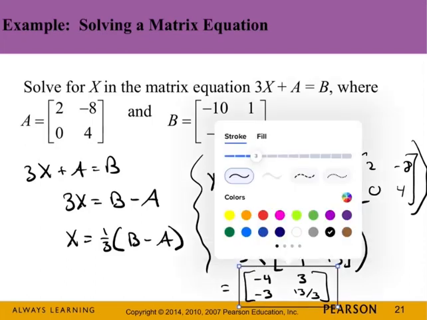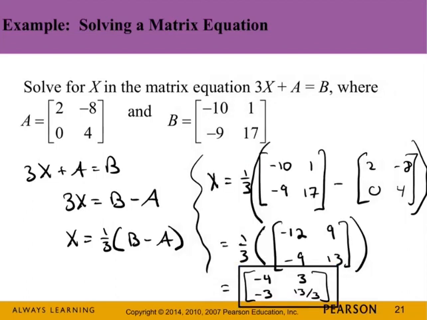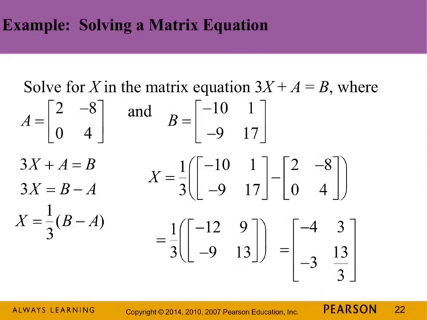Okay, so this is what we got when we did it. -4, 3, -3, and then 13 over 3. You see it here. -4, 3, -3, and 13 over 3. Okay. So I think they did the same thing that we did.